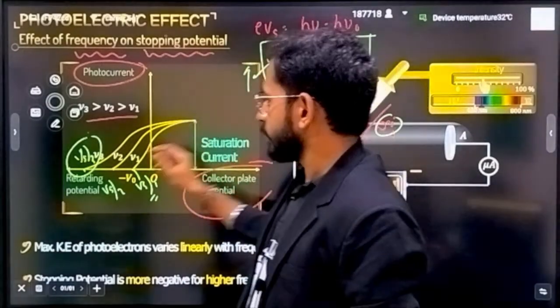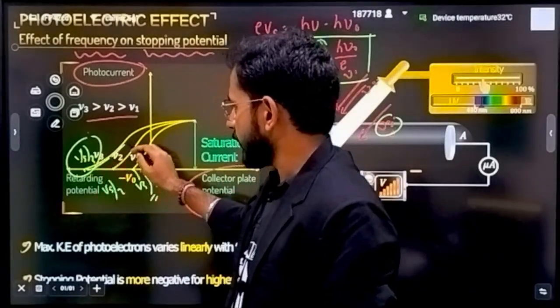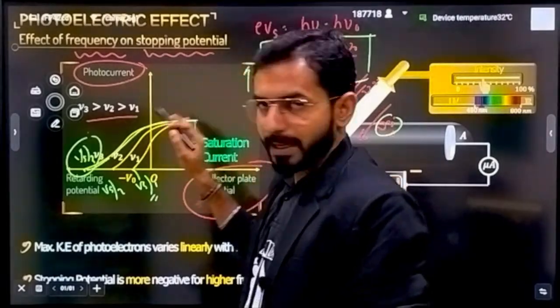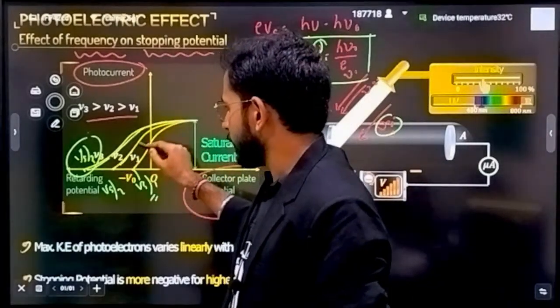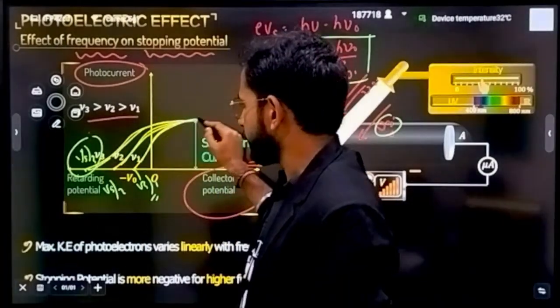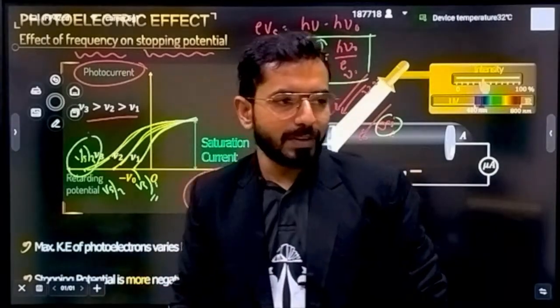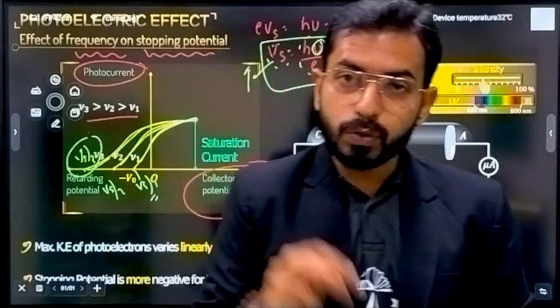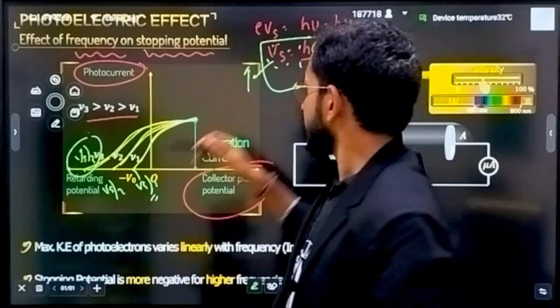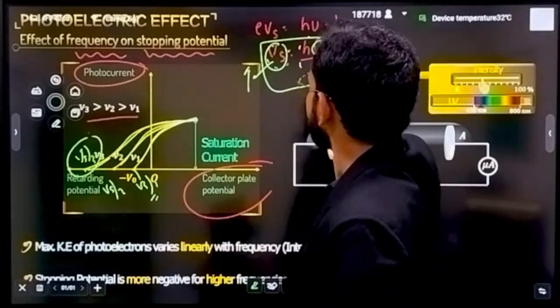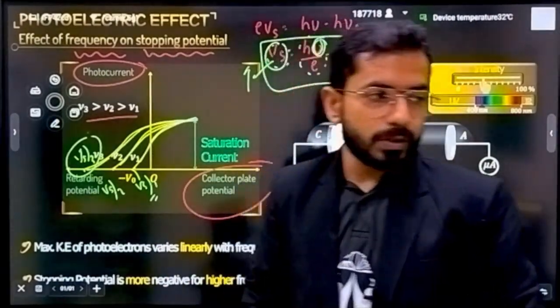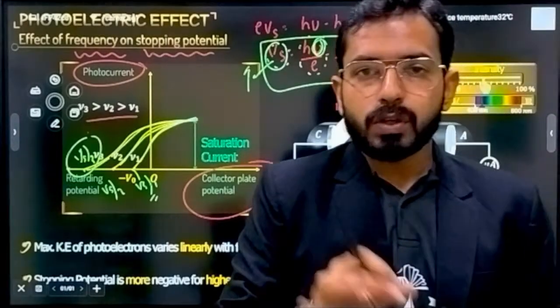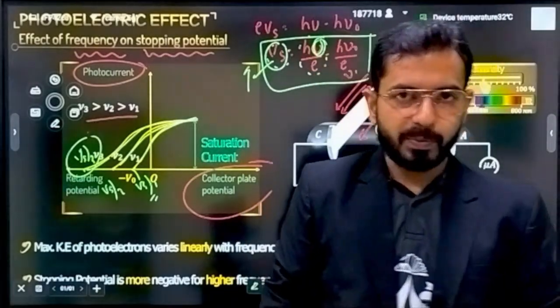You already know that the current first increases and then finally attains its saturation level. The saturation level will be the same because the current will be the same. Changing the frequency is not going to affect the current. Correct? But here you can see there is a direct relation between stopping potential and frequency. It is going to impact the stopping potential directly.